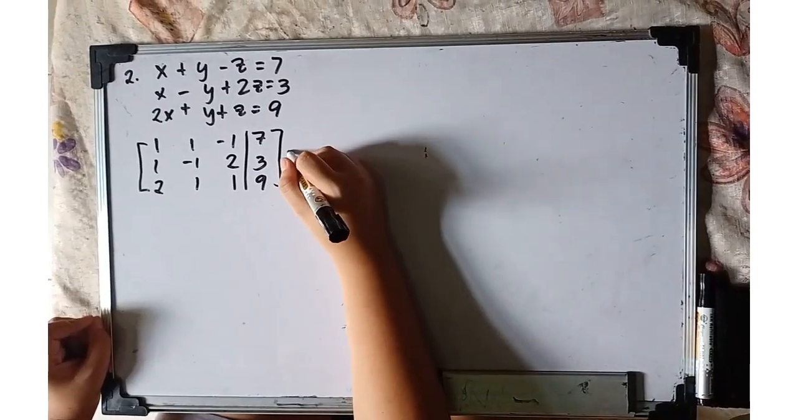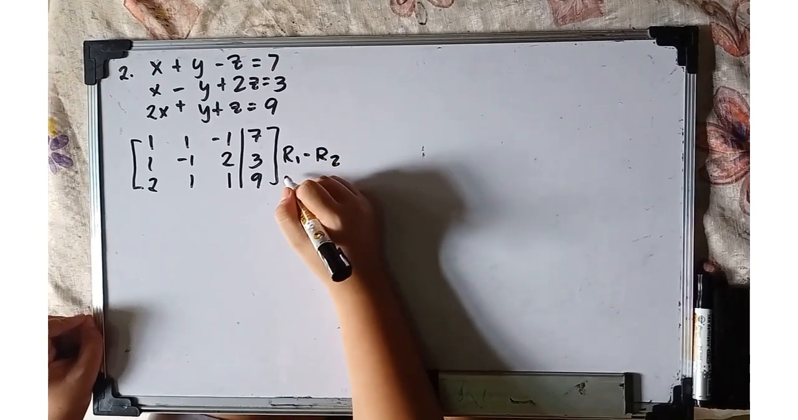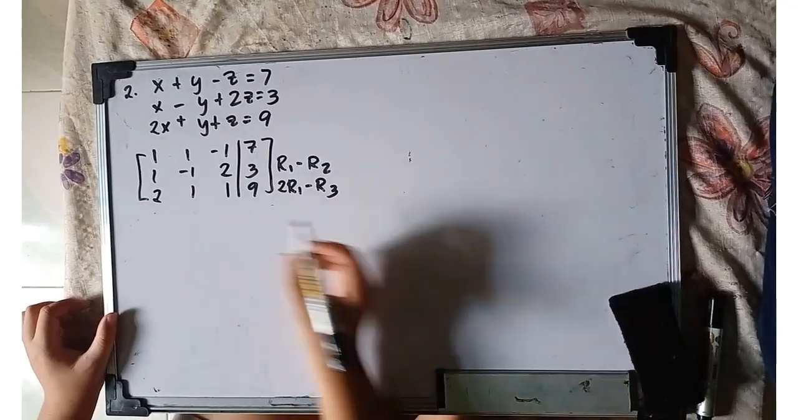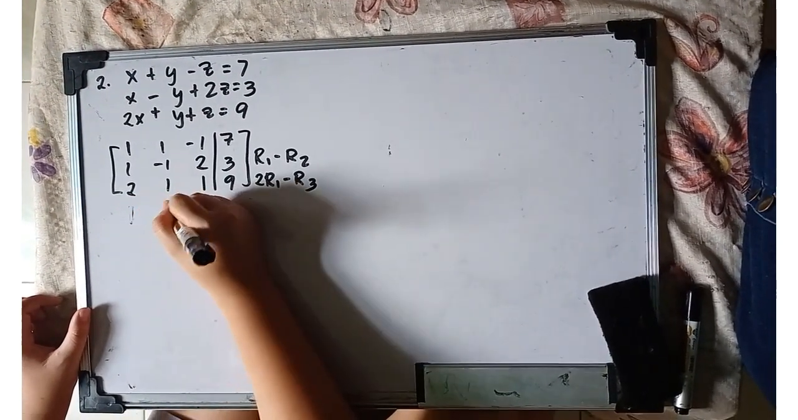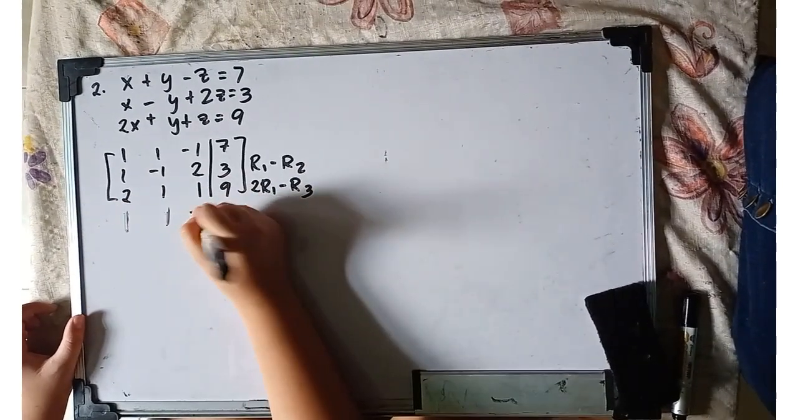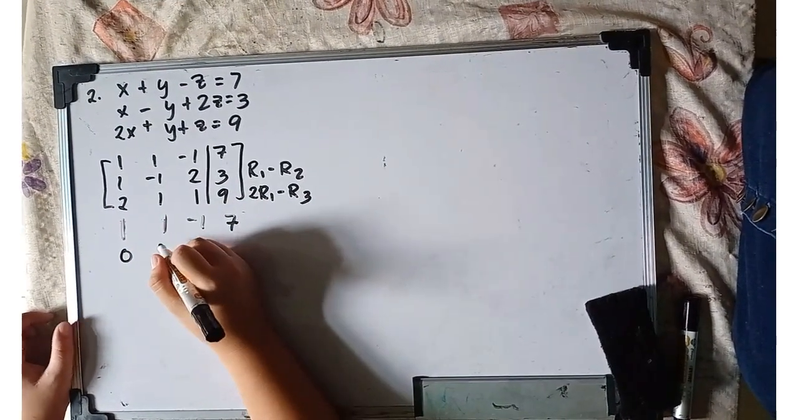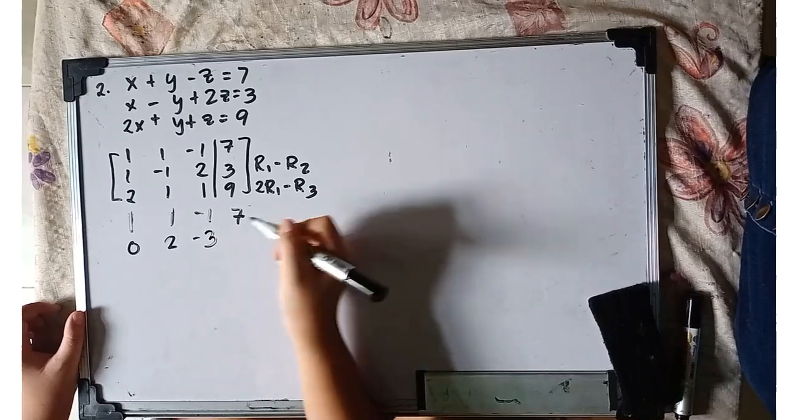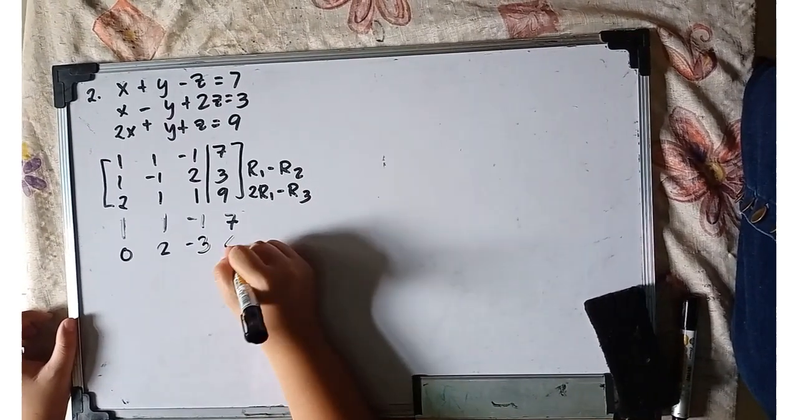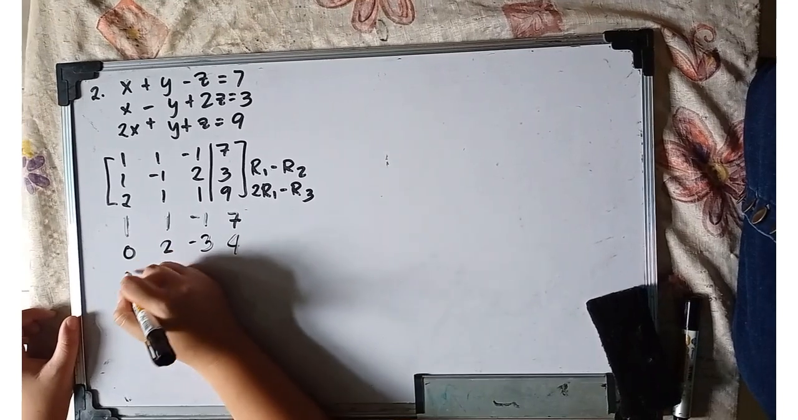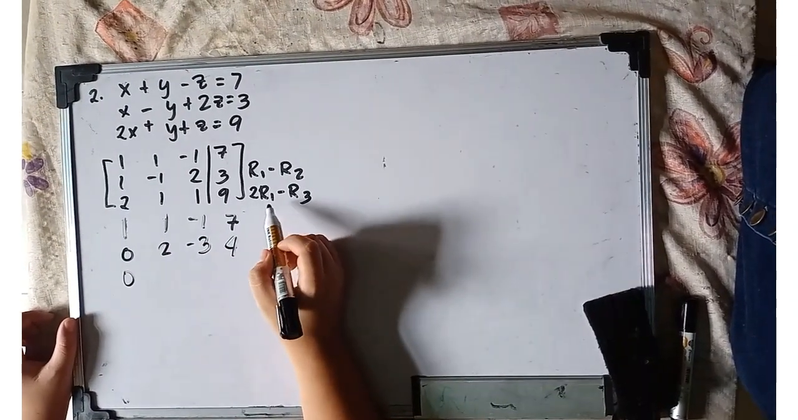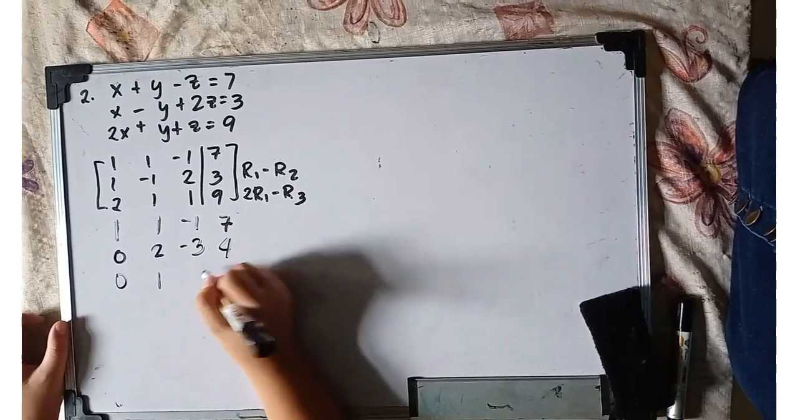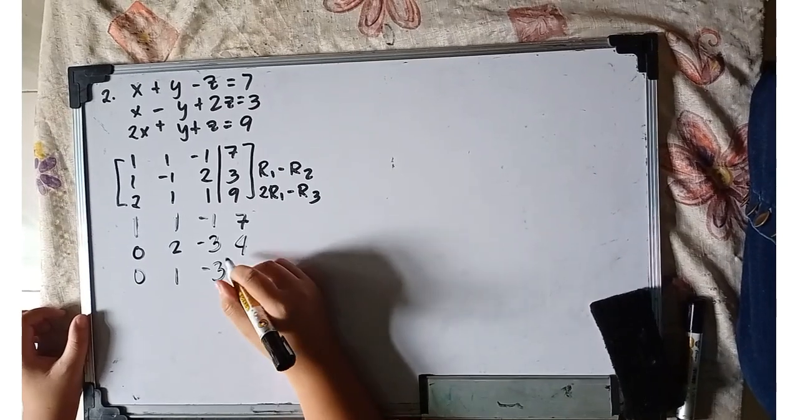So we have to deduct r1 minus r2, and the third equation will be 2 times r1 minus r3. r1 minus r2, copy first the first equation: 1, 1, negative 1, 7. Then 0, 1 minus 1 is 2, negative 1 minus 2 is negative 3, 7 minus 3 is 4. And 2 times r1 is 2 minus r3... 0, 2 minus 1 is 1, then 2 times r1 is negative 2 minus r3 is negative 3, 14 minus 9 is 5.